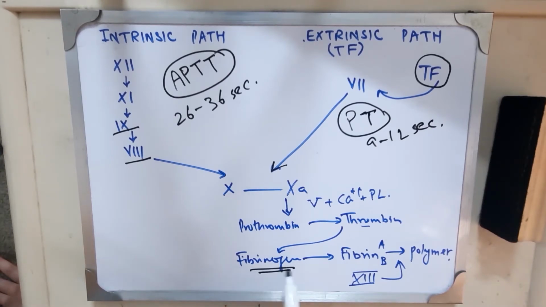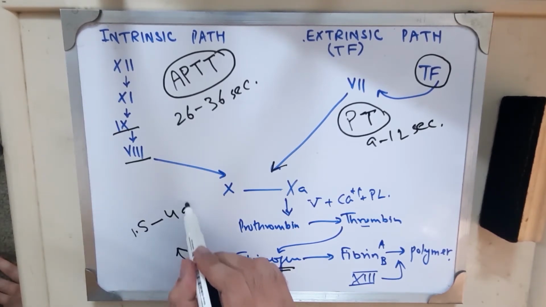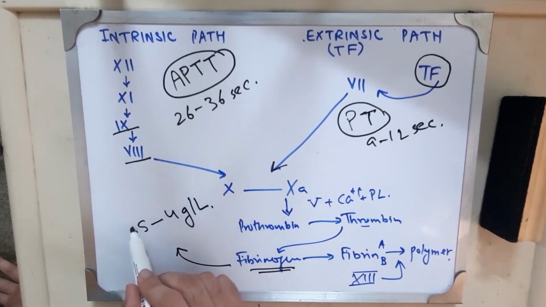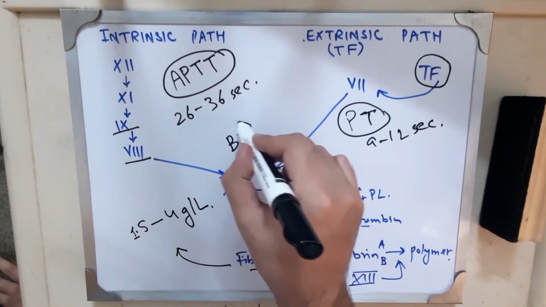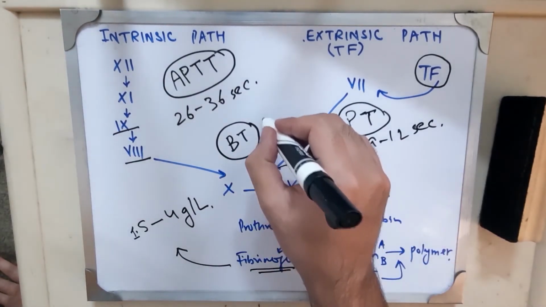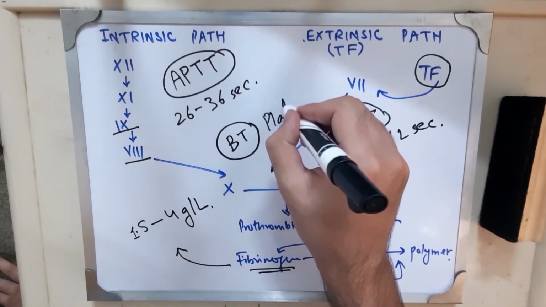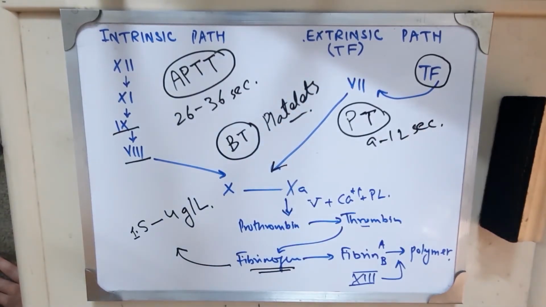Moreover, fibrinogen levels can also be checked. Fibrinogen levels are normally 1.5 to 4 grams per liter. Bleeding time is not a test for clotting factors. It is a test for the function of platelets. Keep in mind.